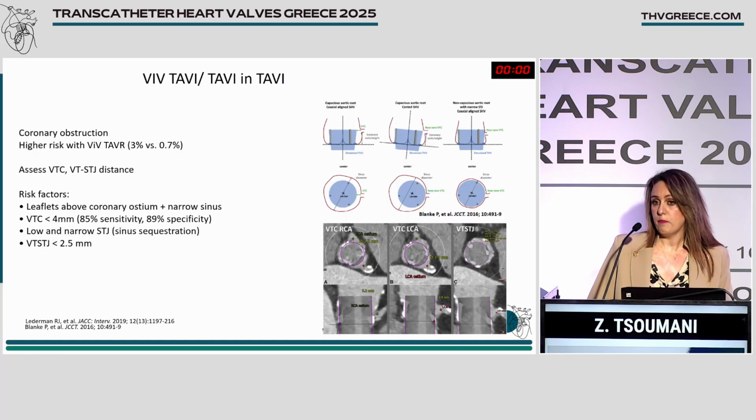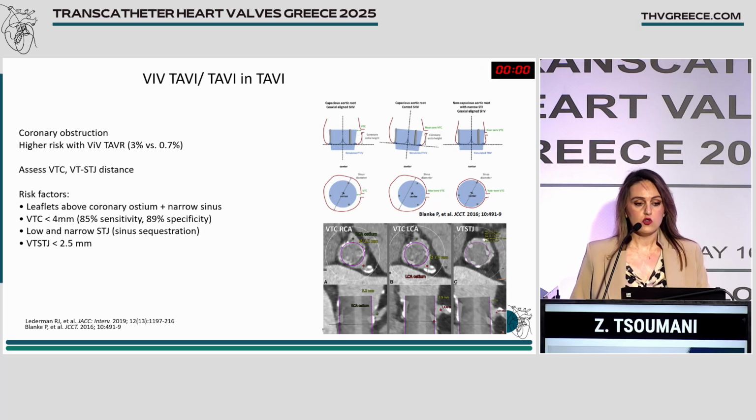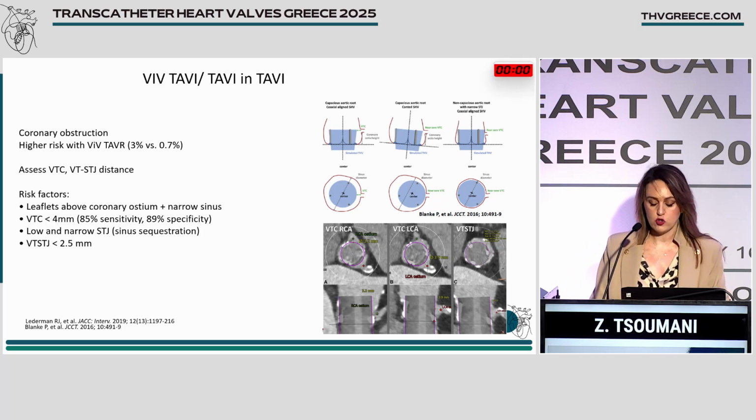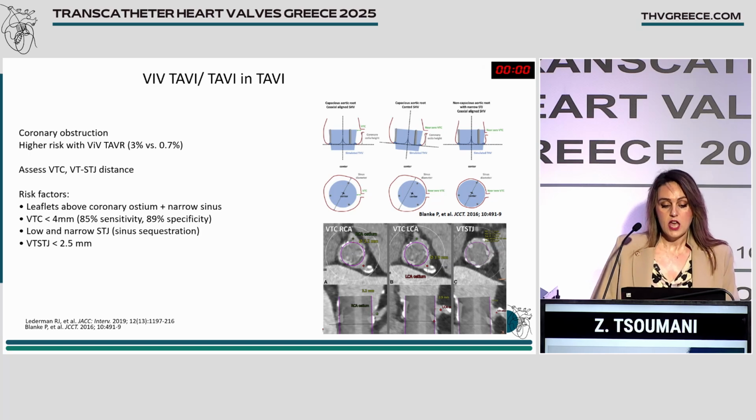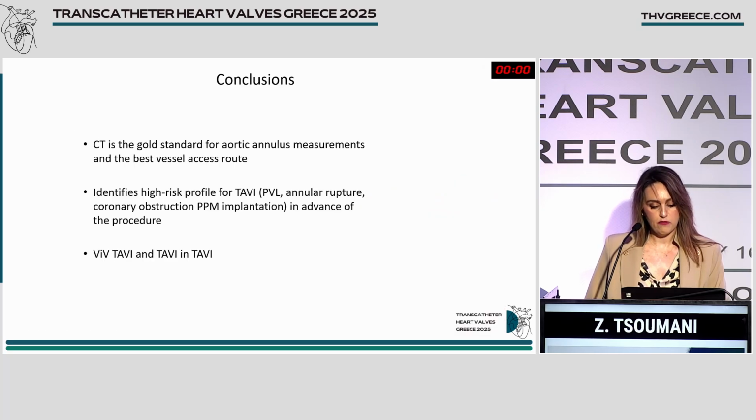Lastly, more and more people are in need now of valve-in-valve TAVI and TAVI-in-TAVI. These procedures are more associated with higher risk of coronary obstruction, and CT can be helpful by assessing the virtual valve to coronary distance and the virtual valve to STJ distance. Risk factors are leaflets above coronary ostium, a narrow sinus, VTC less than 4 millimeters or 3 millimeters, low and narrow STJ, and virtual valve to STJ distance less than 2.5 millimeters.